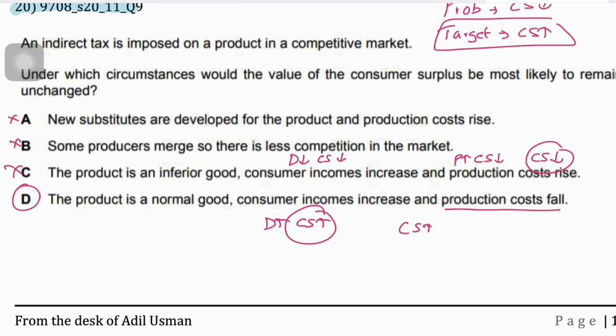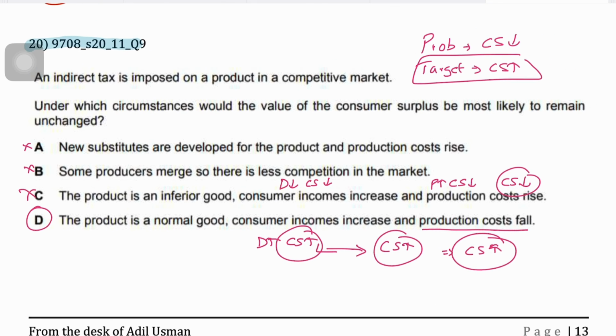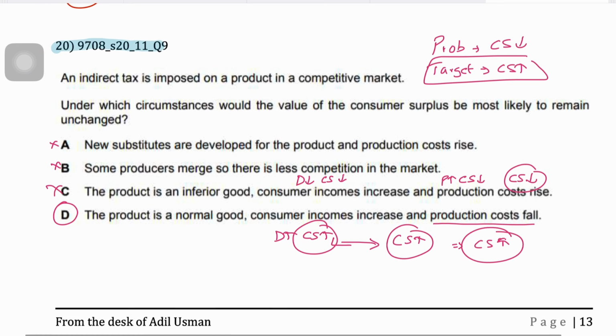So the consumer surplus is going up, right? Because of both these effects, they are reinforcing each other, and the overall effect on consumer surplus is going up. So this will most likely offset the decline in consumer surplus, and hence the consumer surplus will go back up again. So option D is the correct answer in that sense.